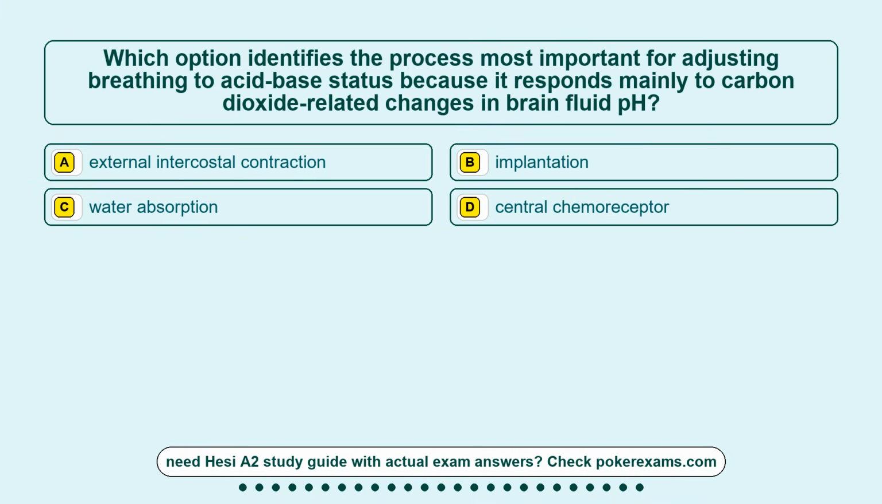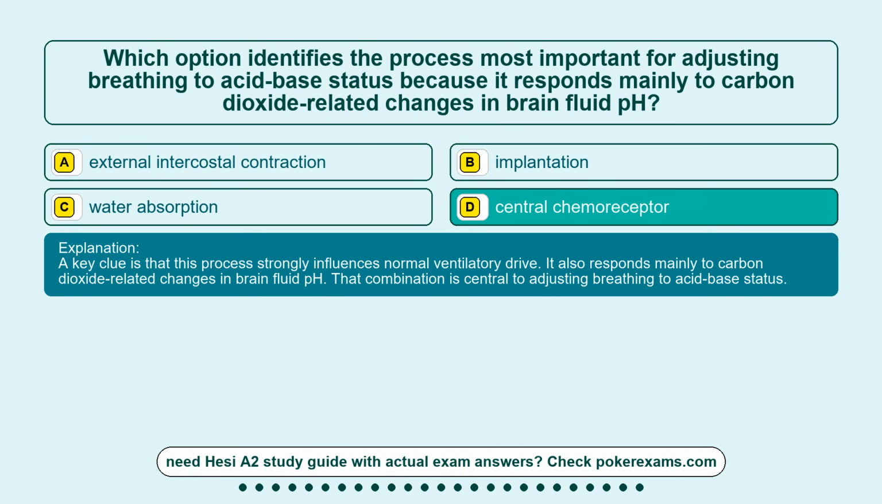Question 22. Which option identifies the process most important for adjusting breathing to acid-base status because it responds mainly to carbon dioxide-related changes in brain fluid pH? Option A, external intercostal contraction. Option B, implantation. Option C, water absorption. Option D, central chemoreceptor. The correct answer is option D, central chemoreceptor.